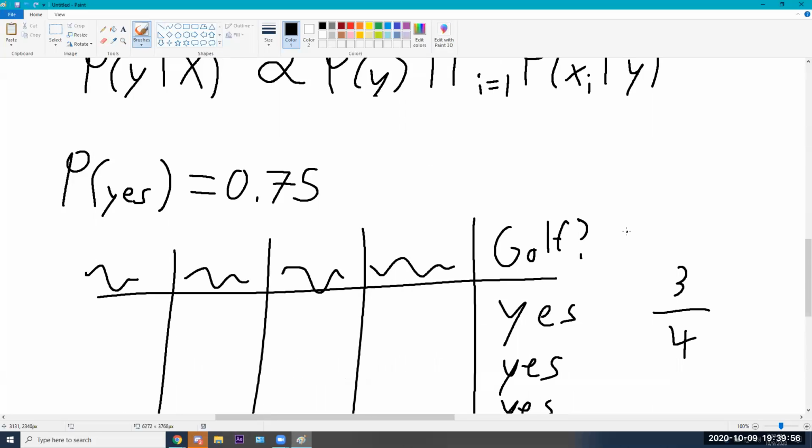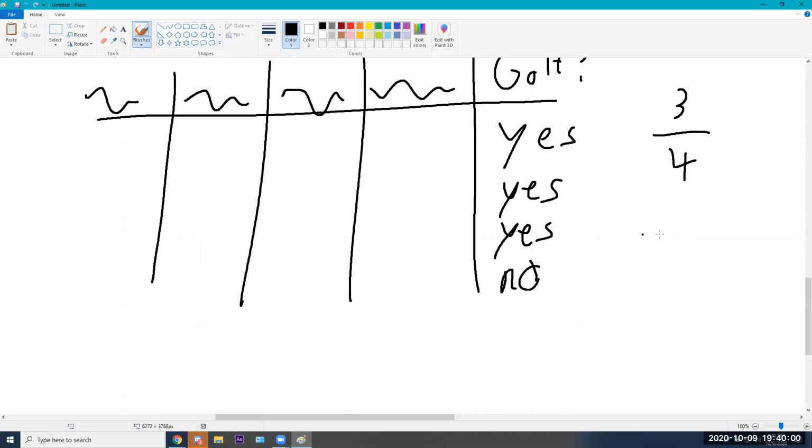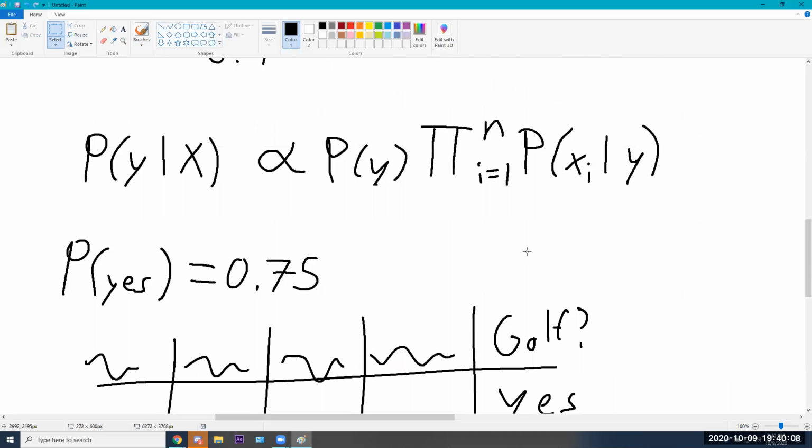Again, if we're doing this calculation for the no class, we just get 1 out of 4. So that's the probability of that particular class variable. And now how do we get this other probability? It looks pretty ugly, but it's actually not that bad.